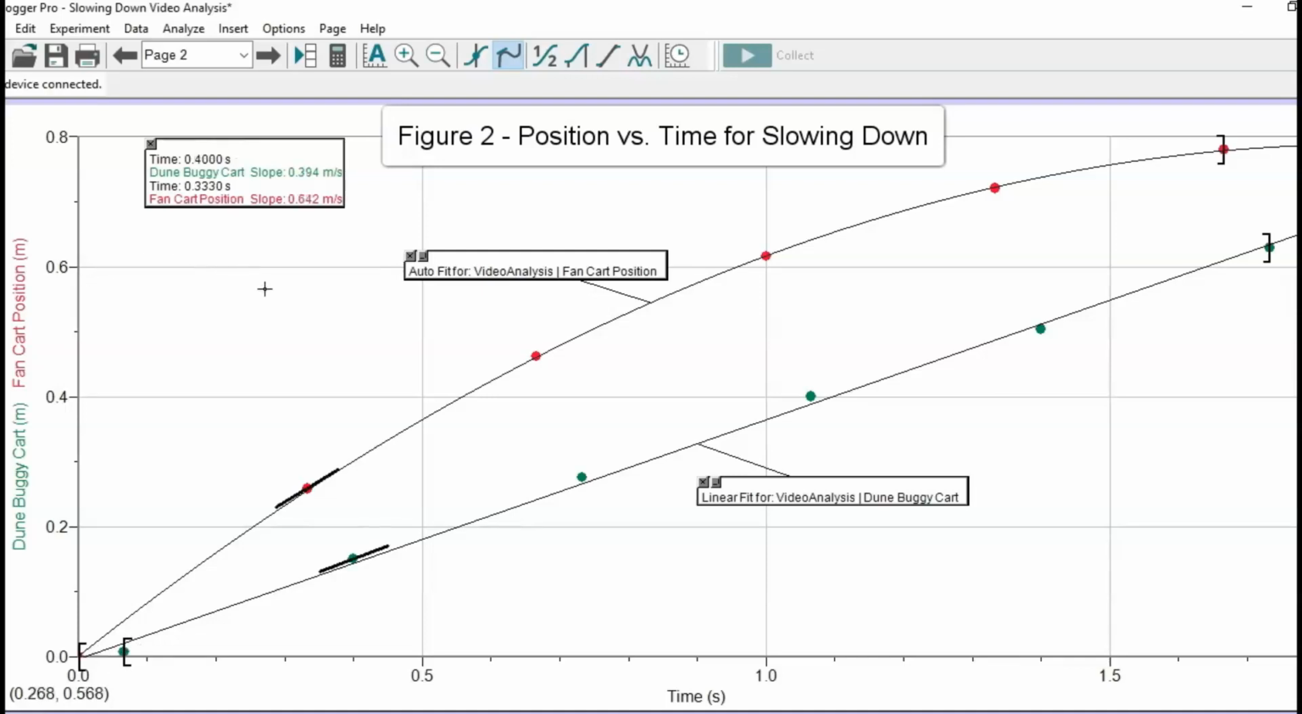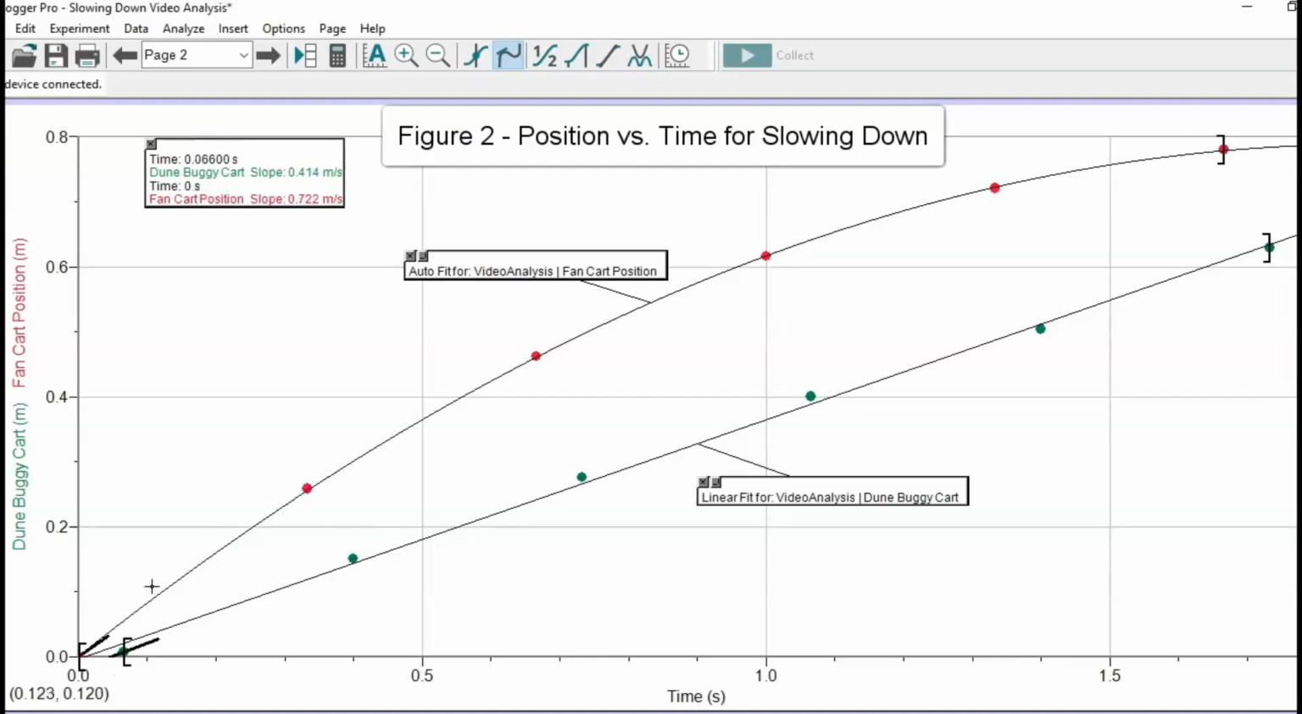0.414 meters per second. If we go to the next data point, the fan cart slowed down to 0.642. At our next data point, the fan cart slowed down to 0.526. When we go to the next time point, it slowed down to 0.402. And when we get to the next data point, it slowed down to 0.295, and it is now going slower than the dune buggy. And at our last data point, it slowed down even more to 0.225 meters per second. So again, this is a position time graph for an object that's slowing down.